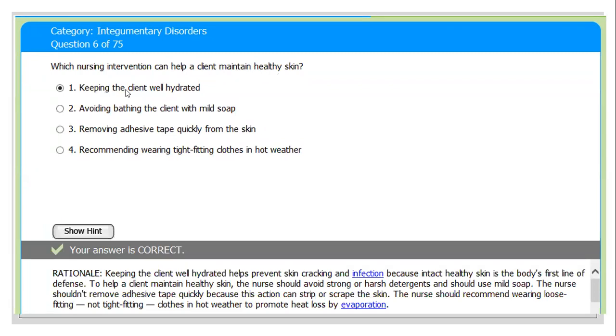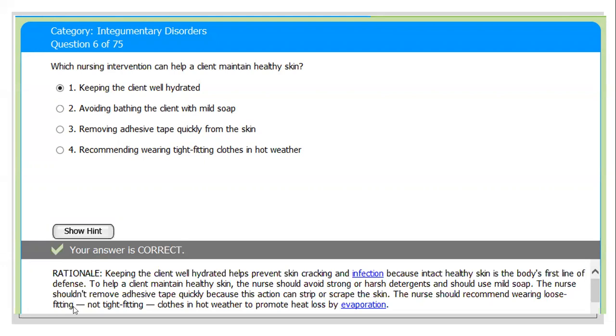Correct answer is keeping the client well hydrated. Rationale said, keeping the client well hydrated helps to prevent the skin cracking and infection, because intact healthy skin is the body's first line of defense. So our integumentary system, or skin, protects your body against pathogens, bacteria, and viruses. It is the first defense of the body.